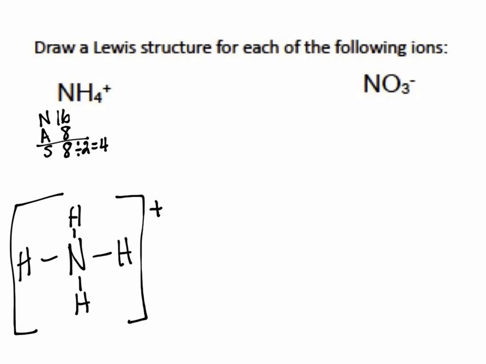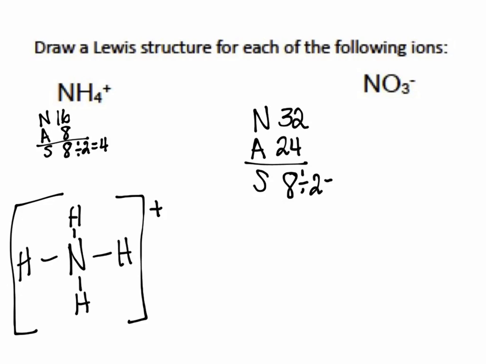So let's try nitrate. Needed, available, shared. So how many are needed? 32. How many are available? This time we're going to take available and add 1 because we need an extra electron. 24. So that difference is 8 divided by 2 gives me 4 bonds.